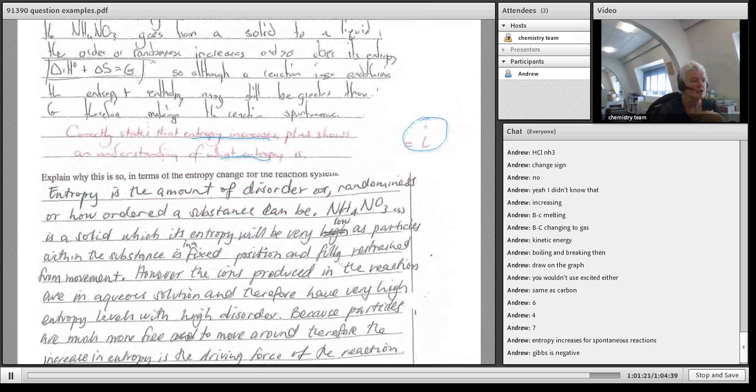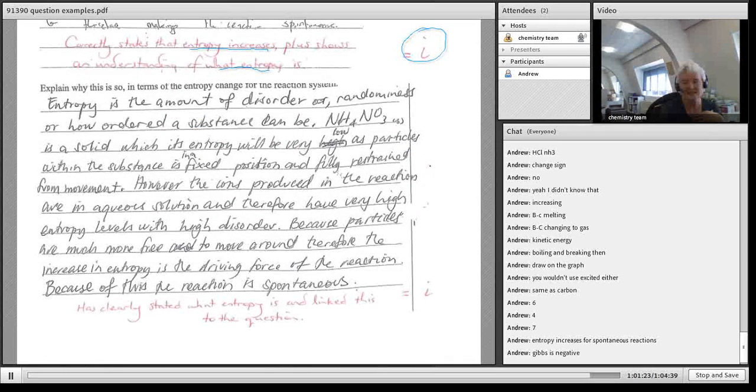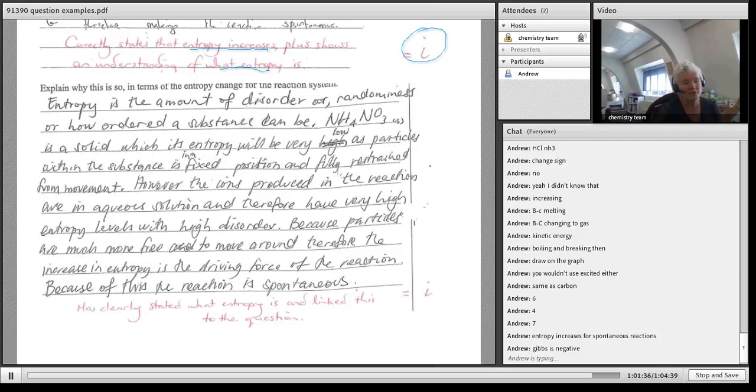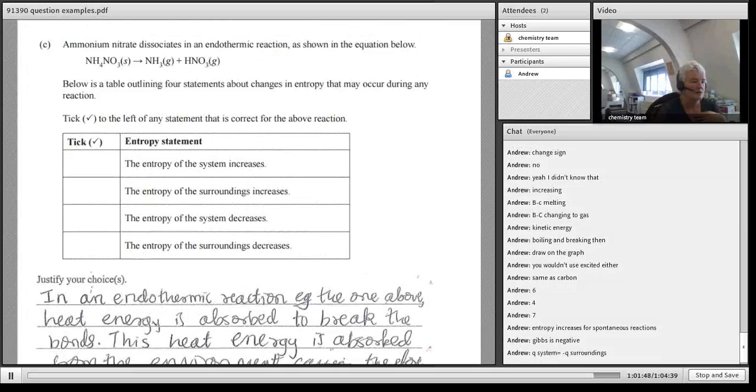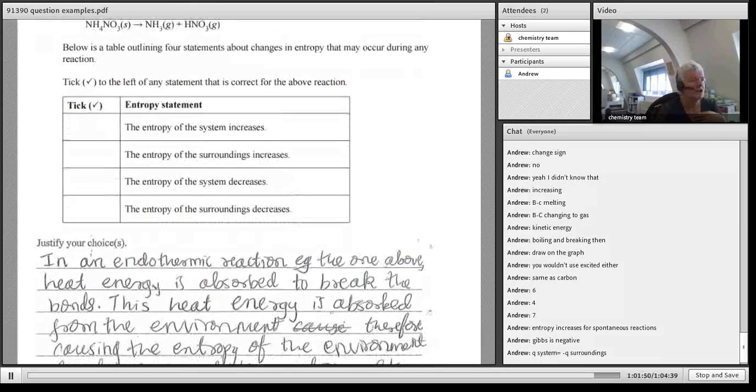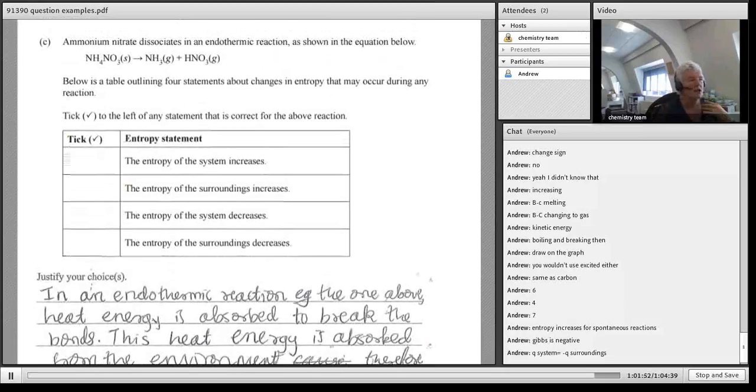Okay, this one also gets it in depth. There wasn't really an example of a comprehensive, although I don't think this actually went to comprehensive level. So it says it has clearly understood what entropy is and linked it to the question. So as I say, as long as you've got those 2 points of the system and the surroundings. Yep, correct.